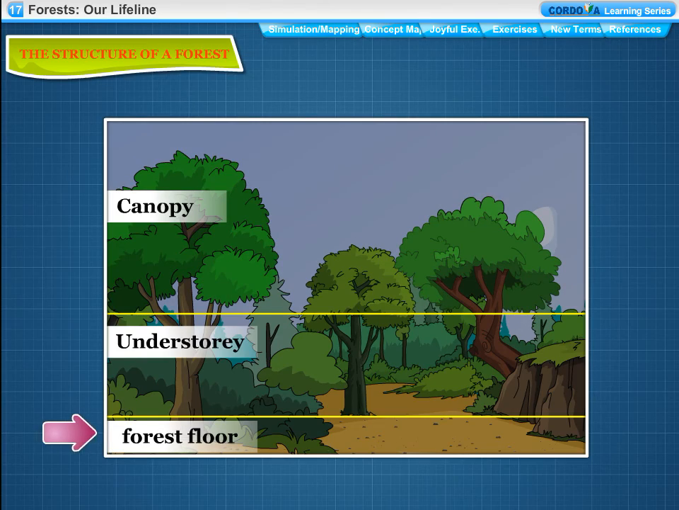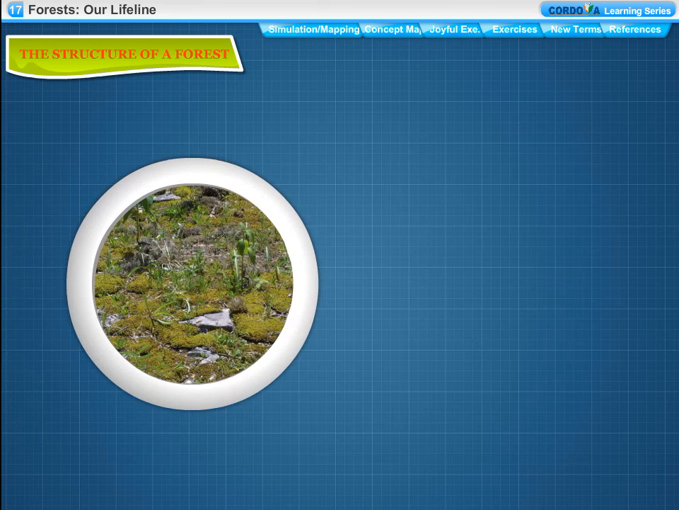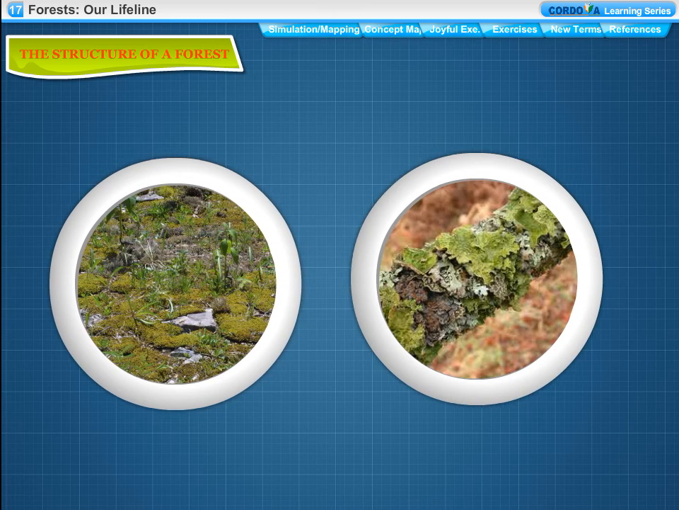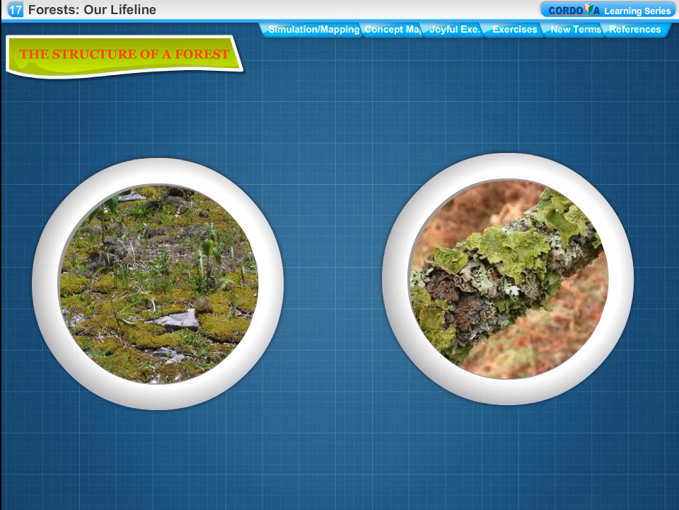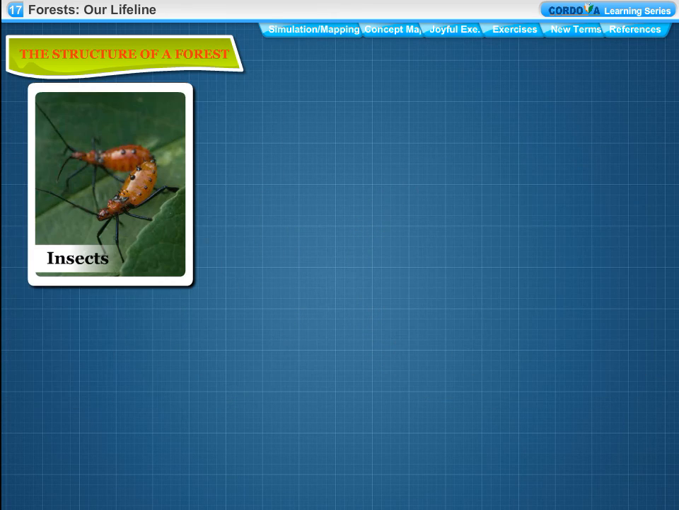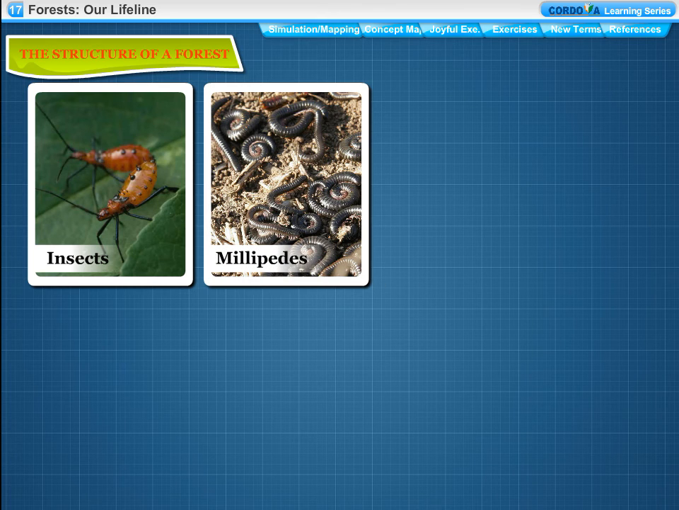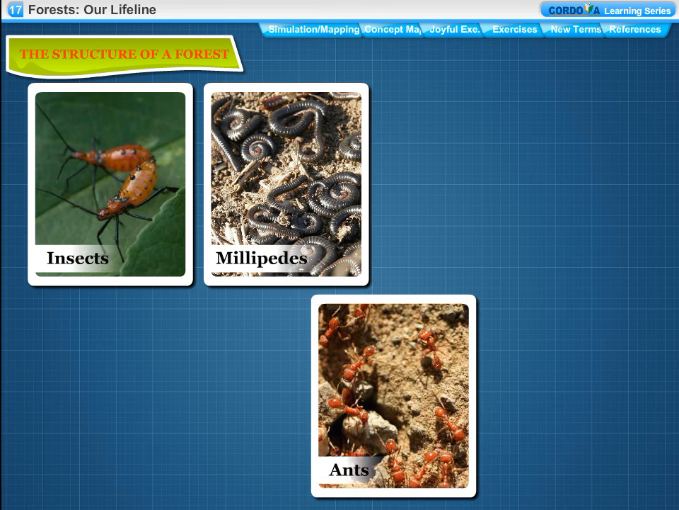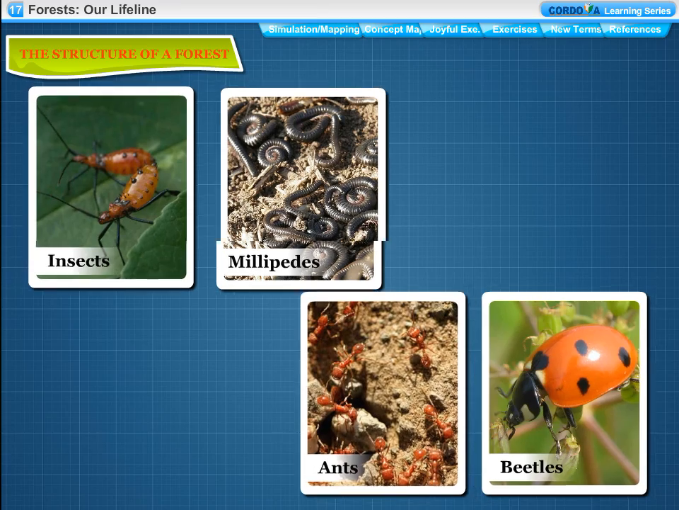Forest floor. The forest floor has many kinds of small leafless plants, mosses, and lichen, etc. A large variety of insects, millipedes, ants, and beetles are found on the forest floor.